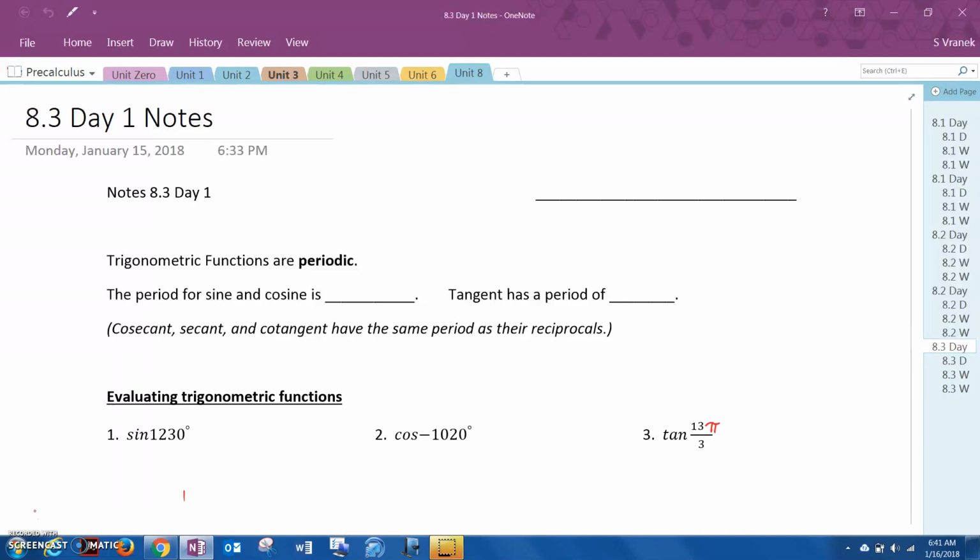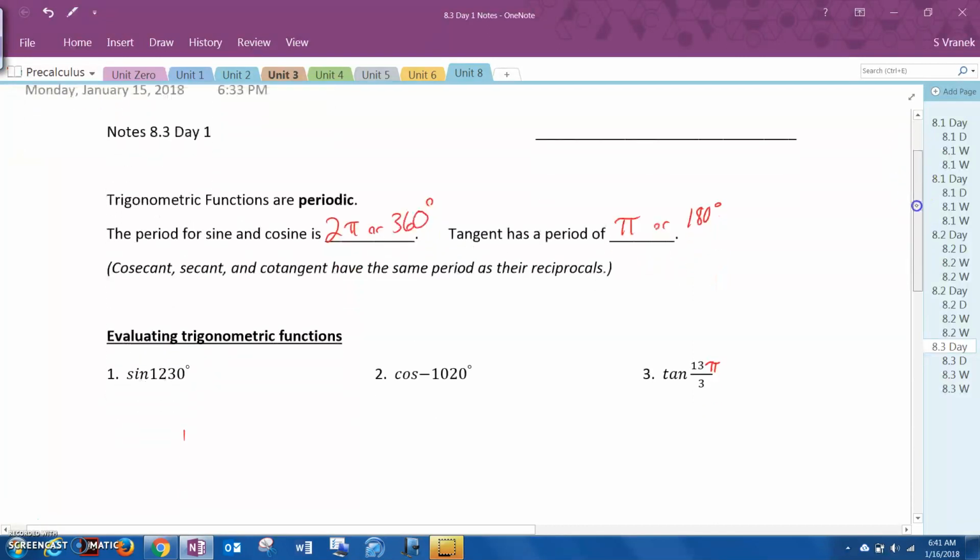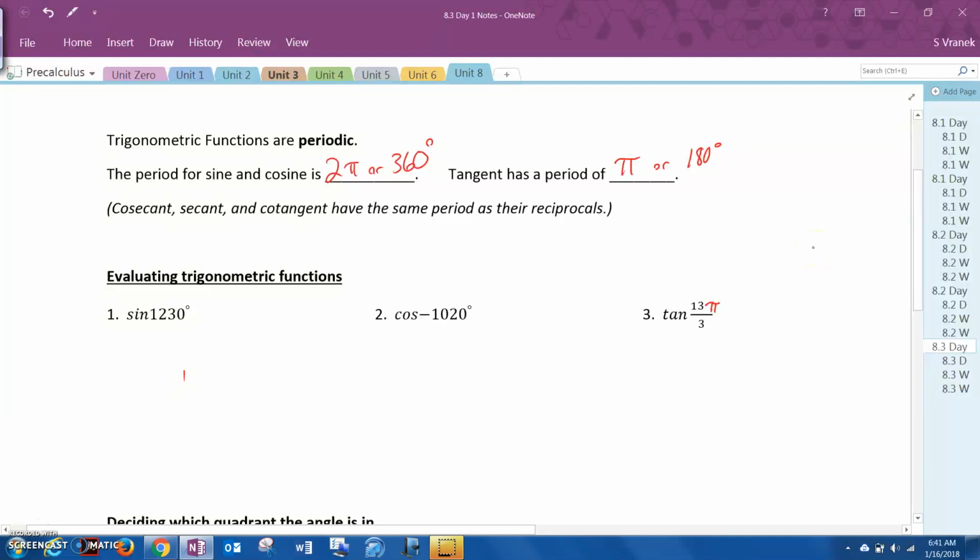Trigonometric functions, we're going to talk a little bit more about them. Trigonometric functions are periodic, which means that they repeat themselves after a certain amount of time. The period for sine and cosine is 2 pi or 360. It's like going around the circle. However, tangent repeats itself every pi or 180 degrees because of asymptotes. And cosecant, secant, and cotangent have the same periods as their reciprocals. That'll come more into play when we're doing graphing, which will be after your quiz.